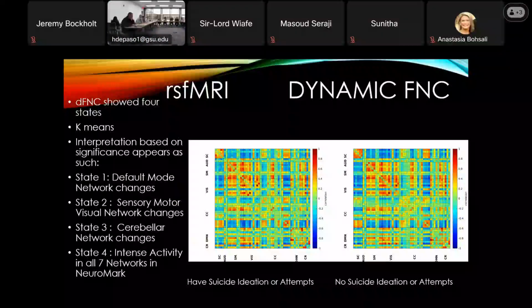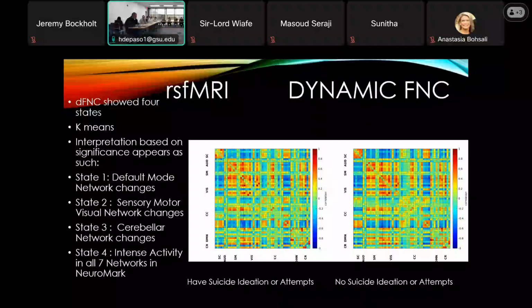We use k-means to group the like-minded windows together, so we can actually see the clusters as individual states, and the interpretation is based on significance. It appears as such, with the correlated components as shown here. This is just state 1. I just thought that was the most interesting one.